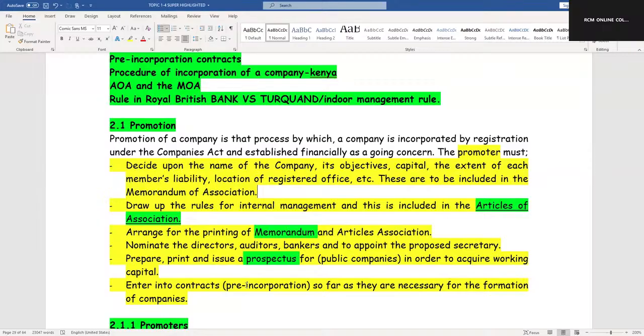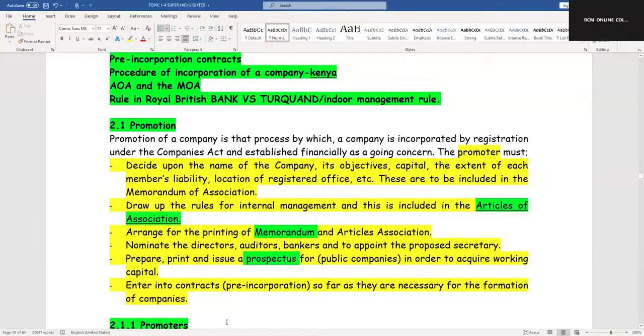And of course, you can see I have super highlighted this. This is a danger area in the exam. It can easily be tested. It is one of the most common in the exam, the duties of a promoter. Or what role does a promoter undertake during the formation of the company? The duties of a promoter.